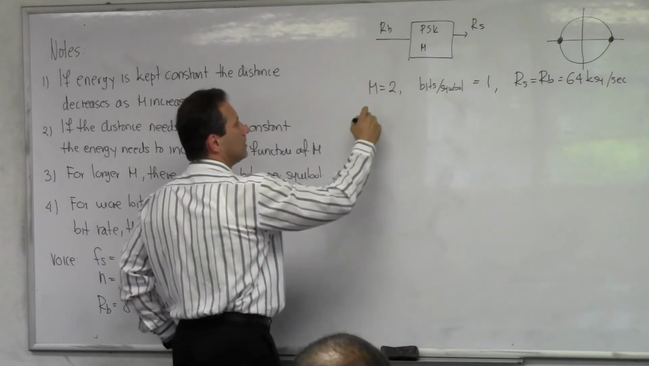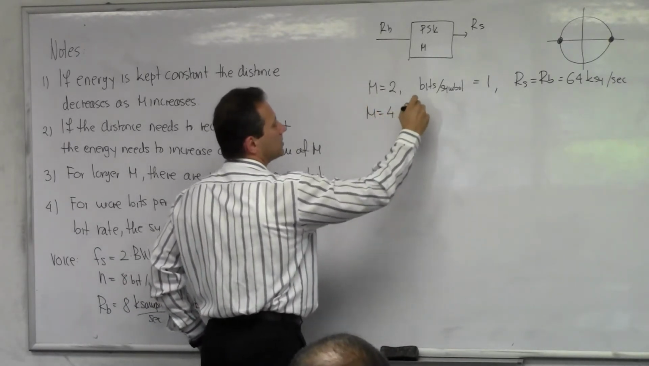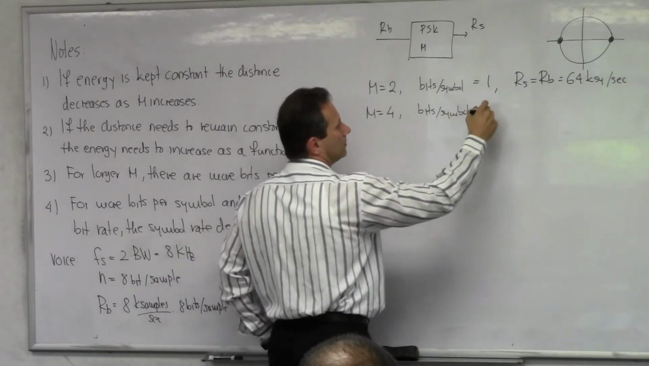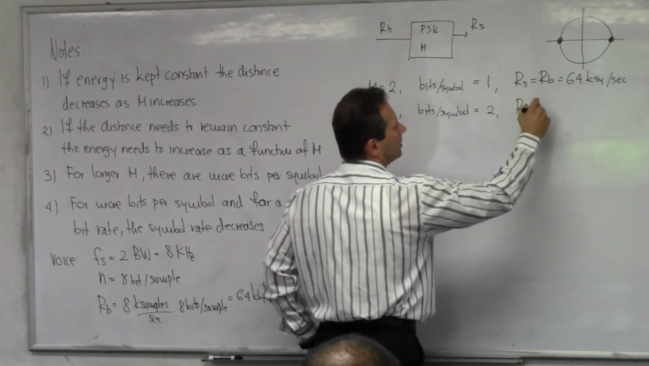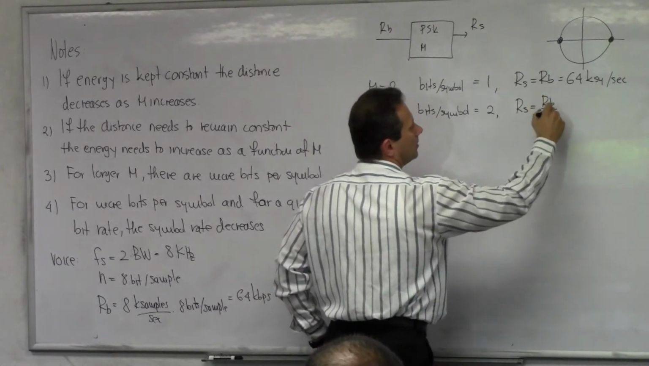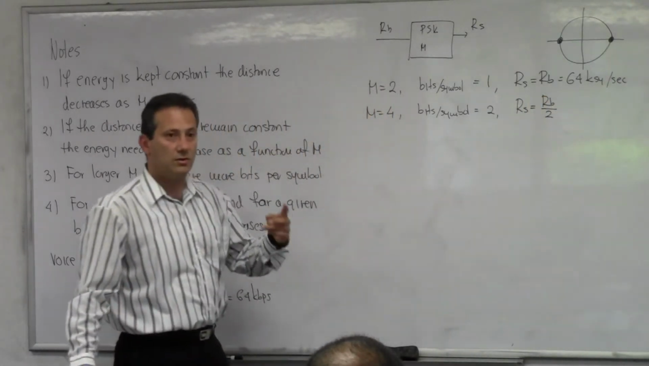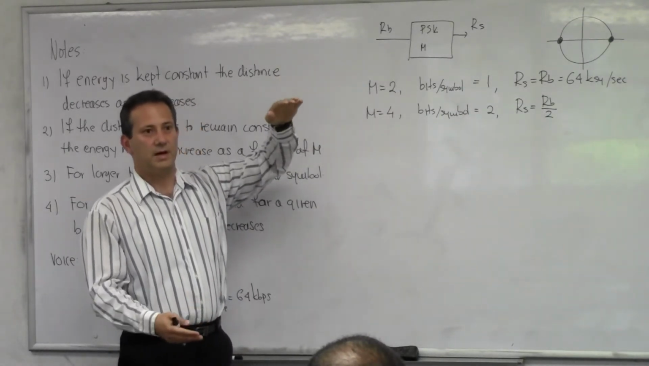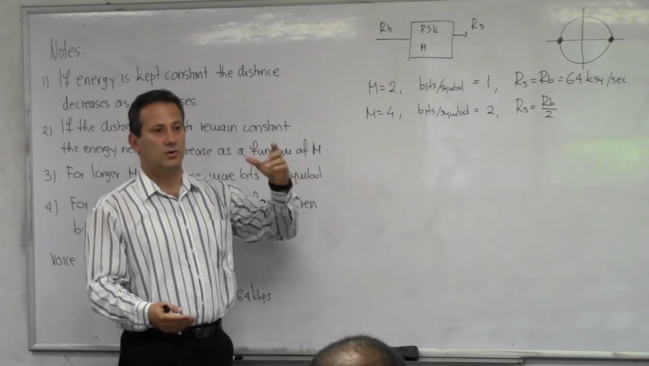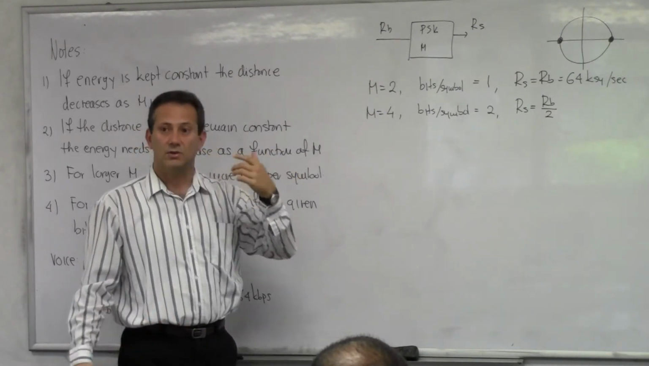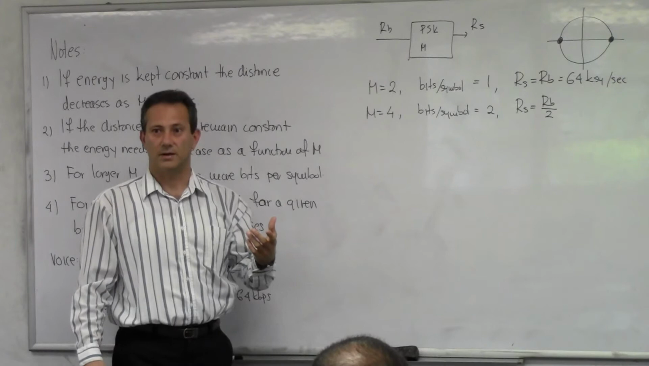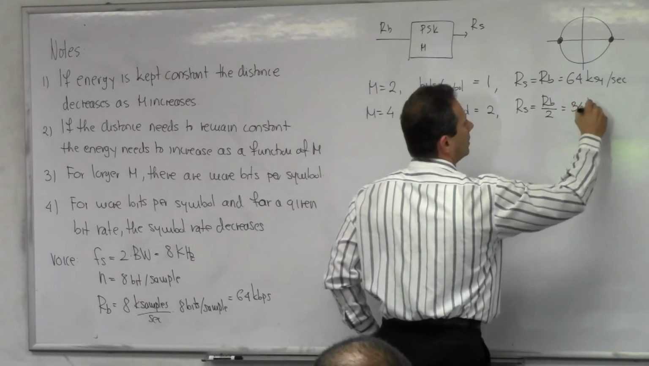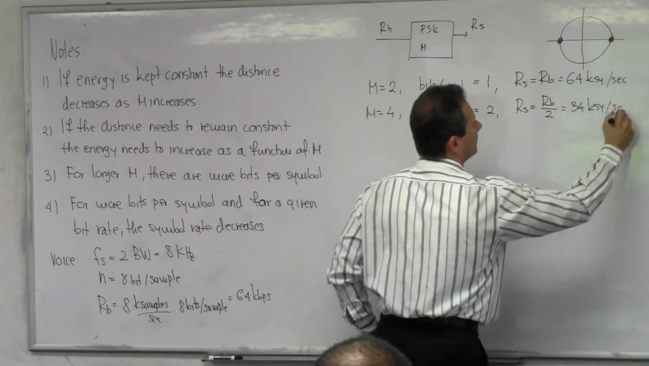Now let's take a look at M equal 4. How many bits per symbol do we have here? You have 2. So what is your symbol rate going to be? RB over 2, right? Because you're going to take 1 bit up, 1 bit down, and send it 2 at a time. So you're sending symbols at a rate which is 1/2 of your bit rate, right? So here your symbol rate is going to be 32 kilosymbols per second.